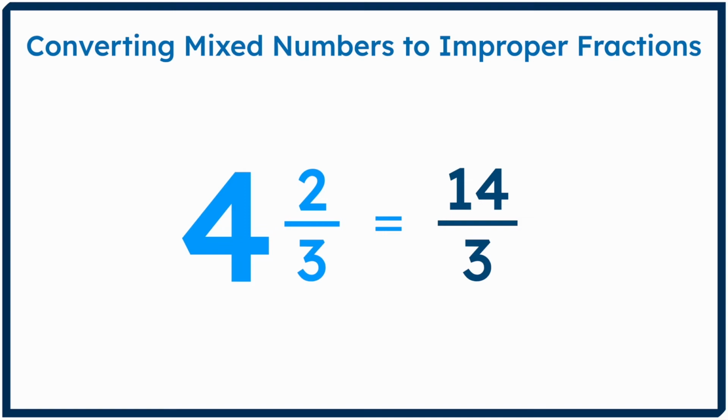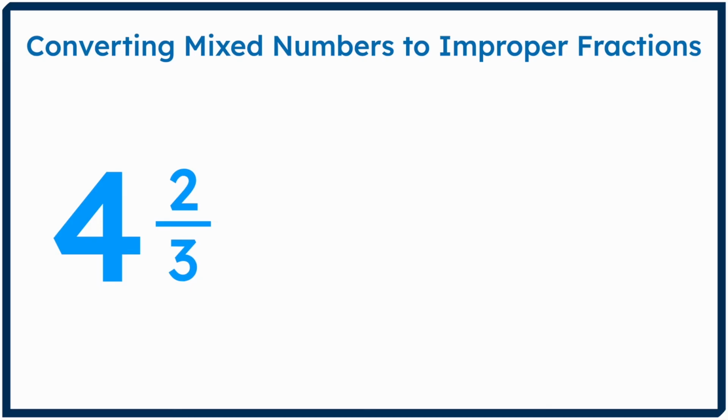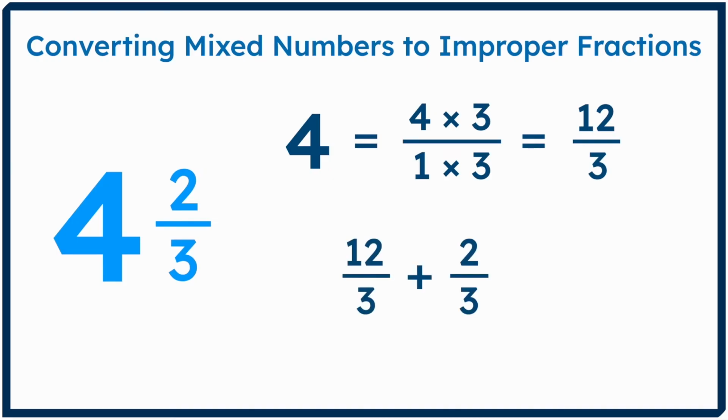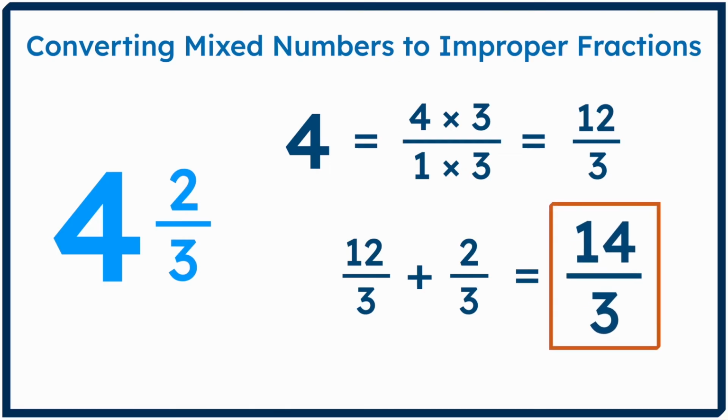Just like before, we don't need a model to convert here. We can actually use multiplication and addition to do this. Since we're converting 4 2/3 into an improper fraction with a denominator of 3, we'll start by rewriting 4 as a fraction with a denominator of 3. 4 wholes is the same as 4/1, so let's multiply both the numerator and denominator by 3 to get 12 thirds. Next, we'll just add the 2/3 from our original mixed number to get 14 thirds. So again, we got 14 thirds.